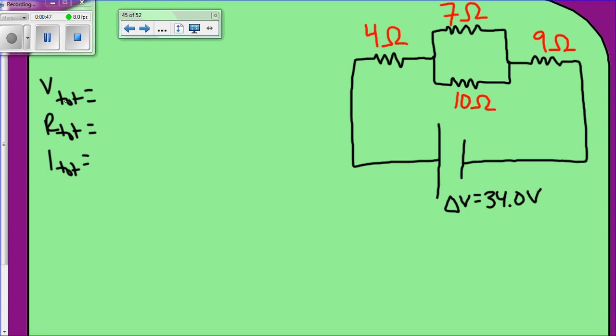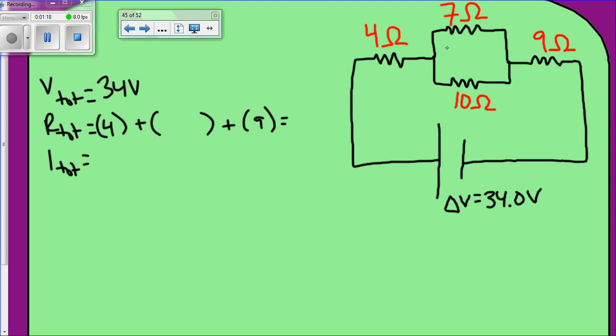Okay, let's figure out what our totals are. The total voltage is 34 volts. The total current, since it's an overall series, is going to be found by adding up the resistors together. The first resistor is 4 ohms, plus the second resistor. Now, the second resistor is that complex parallel circuit, so we're going to skip that for a second. Plus the third resistor is 9 ohms.